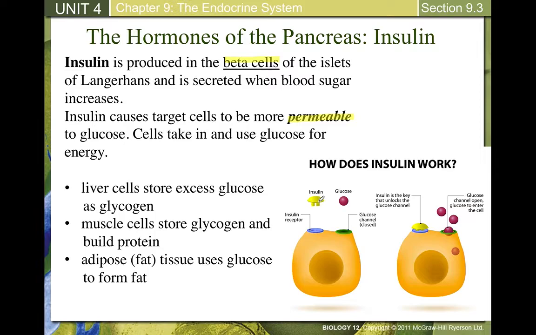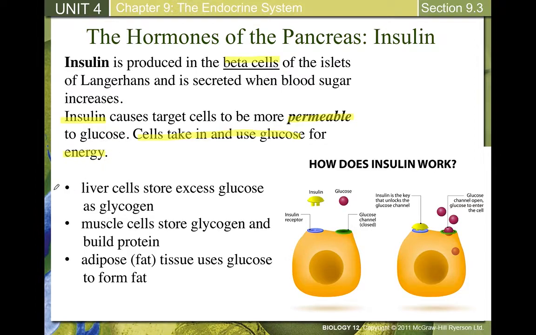So insulin works like a key that will unlock the glucose channel. Once insulin is present and it binds to its receptor, it has its own receptor, it then causes an opening in the glucose channel. That way, any glucose in the bloodstream can flow into cells. Right? So insulin is going to cause cells to take in glucose. Then the cells can start using that glucose to do cellular respiration, right? To make energy. Let's highlight that.